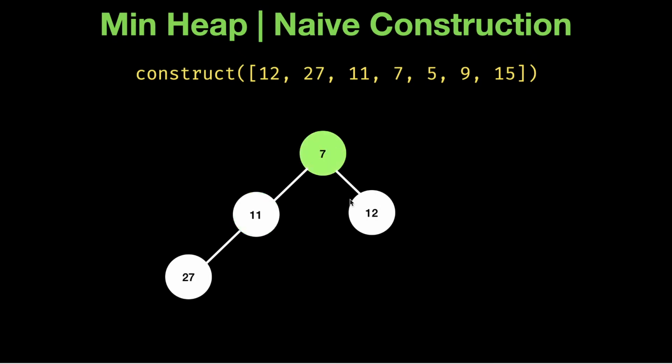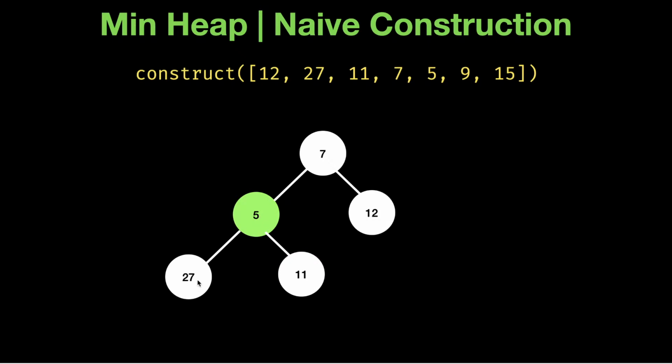7 goes up, and now the heap invariant property is satisfied, because 7 is less than 11, 7 is less than 12, 11 is less than 27. Now it comes the turn of 5. We insert 5 here, but this will again violate the heap invariant property. 11 is less than 27, but 11 is not less than 5. So we need to swap 11 and 5.